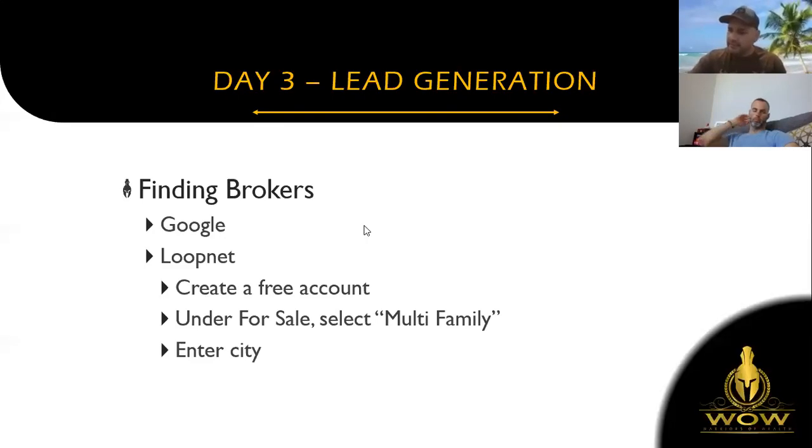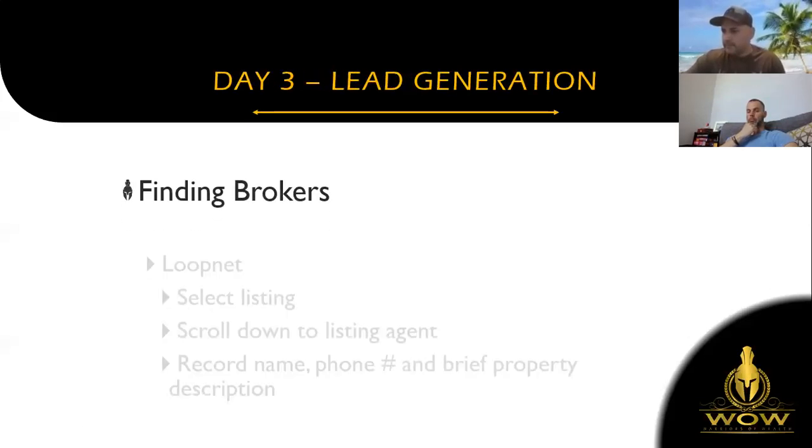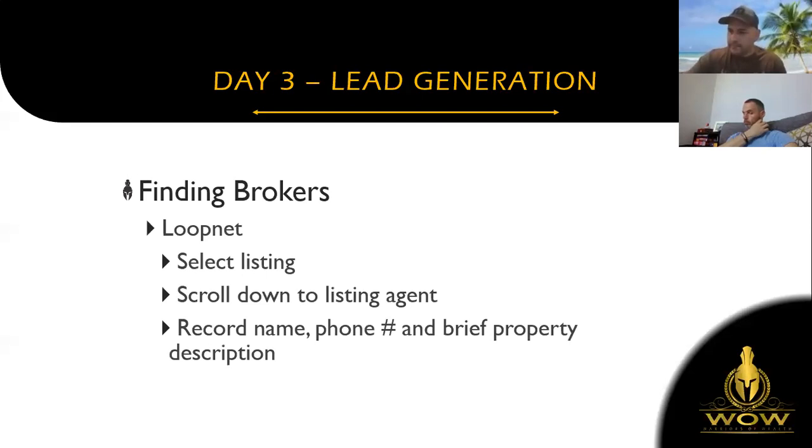Okay. Did everybody get that written down? So create a free account, because I was already logged in, so you didn't see that part. Under for sale, select multifamily, enter the city. And then, if you didn't take notes on it yet, go ahead and write this down. This is just what I was describing as we were going through. In LoopNet, select the listing, scroll down to the listing agent, record their name, phone number, and the brief property description, like I said, the address and the number of units, just so you have something to reference on the call as you're chatting it up with them.